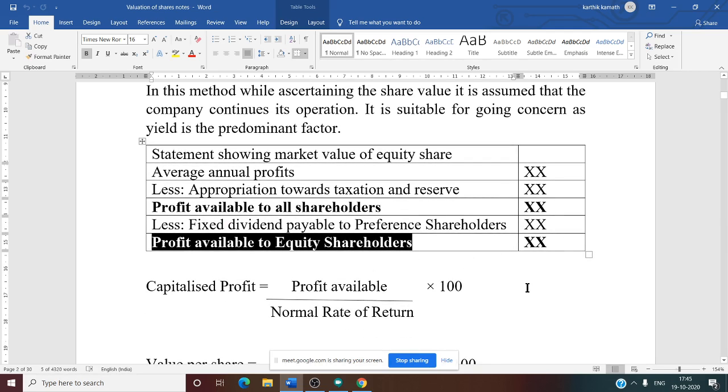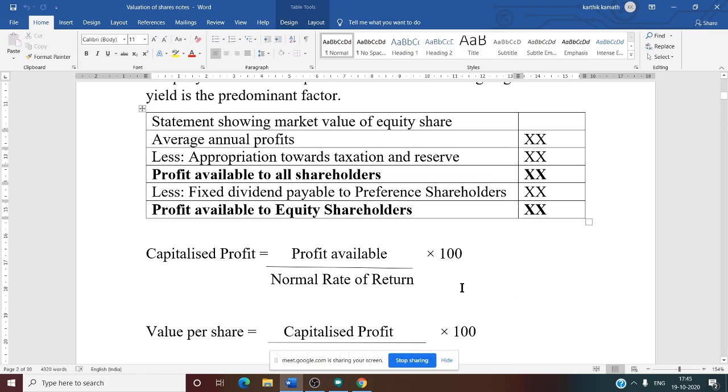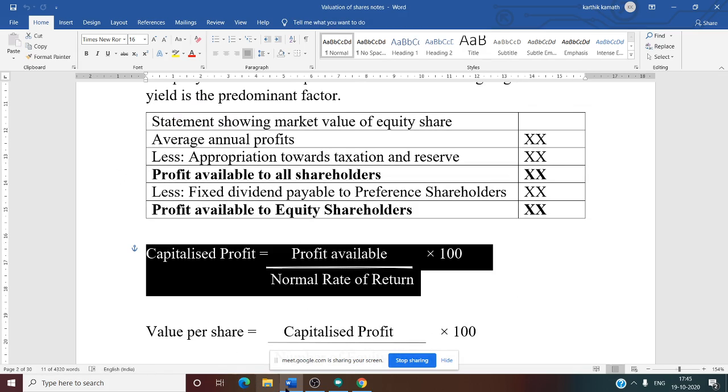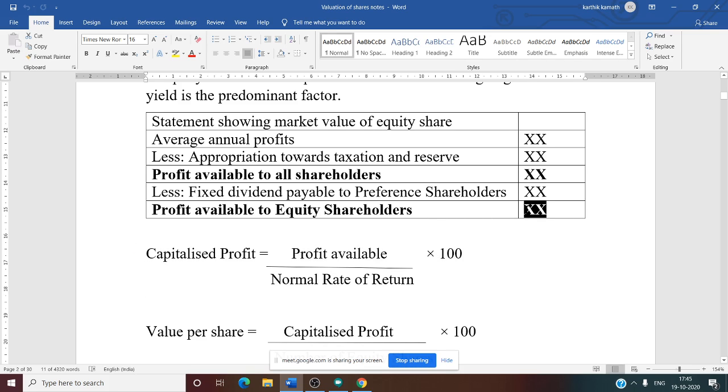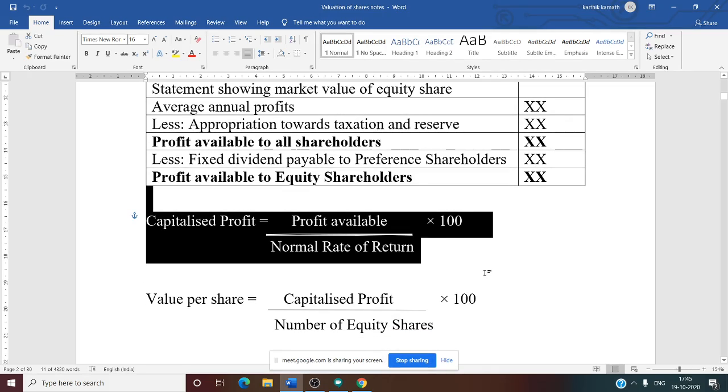And after doing this format, you need to calculate the capitalized profit. So the formula for capitalized profit is profit available. So how to get the profit available? See the format, last answer, this one. Profit available to equity shareholders divided by NRR, normal rate of return. The normal rate of return will be given in the question in terms of percentage, so you need to consider it here into 100. So this is the formula. After that you will get a capitalized profit.